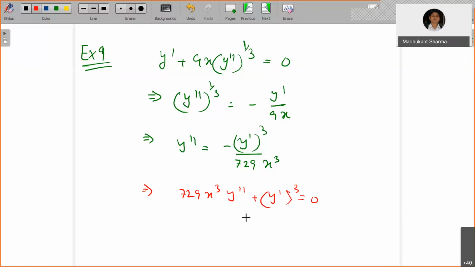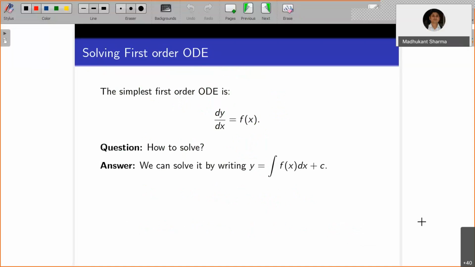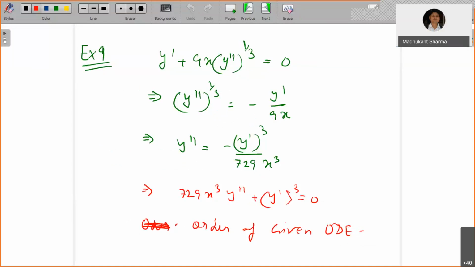Okay, so here the highest order derivative is present, there is no radical term, so we don't worry about it. Now I can decide the order of this differential equation. The order of the given ODE you can decide certainly, is equal to 2. Okay, I will come back to this question again.